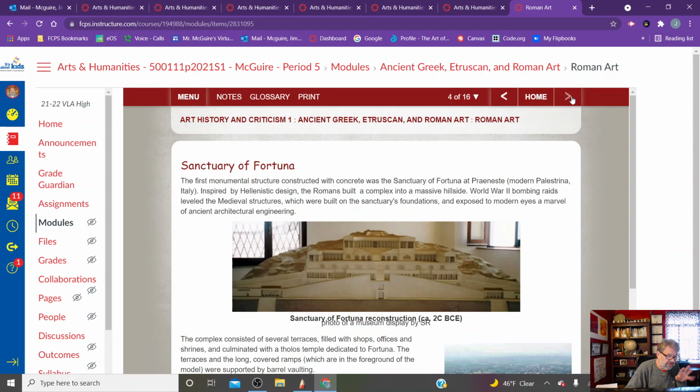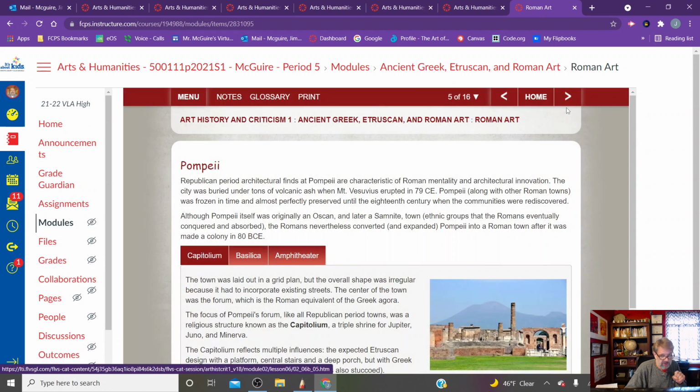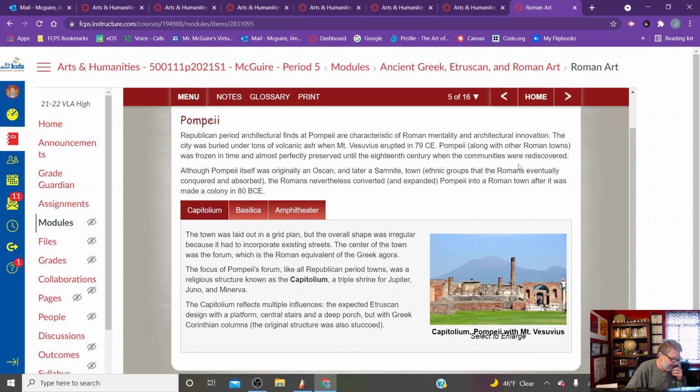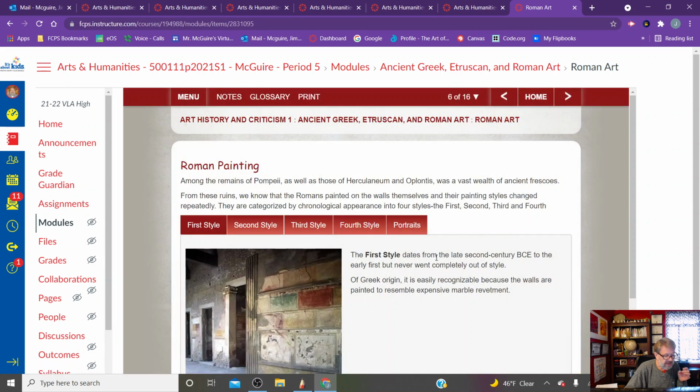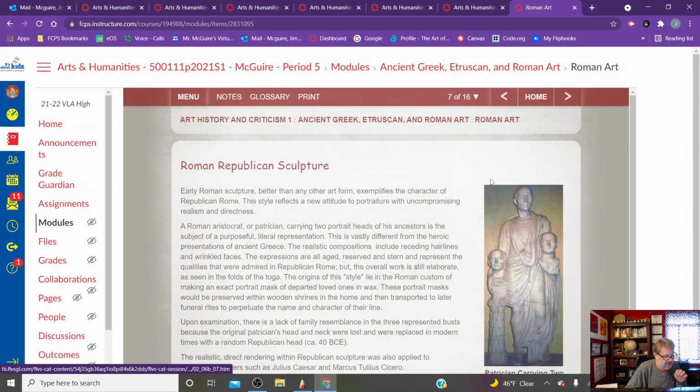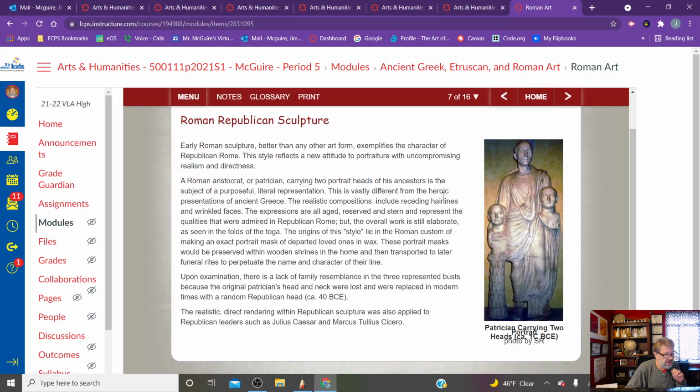Sanctuary of Fortuna, a little bit on the multiple choice. I don't think there's much on the DBA, at least not the one I'm giving. You will want to know the difference between the Basilica, the Amphitheater, and Capitolium. You want to know Pompeii is important, whether it's murals from Pompeii, not a lot about the Roman styles of painting. I honestly don't care. Roman sculpture, though, you definitely need to know a little bit about it.